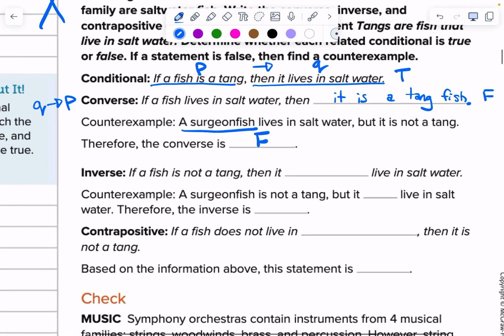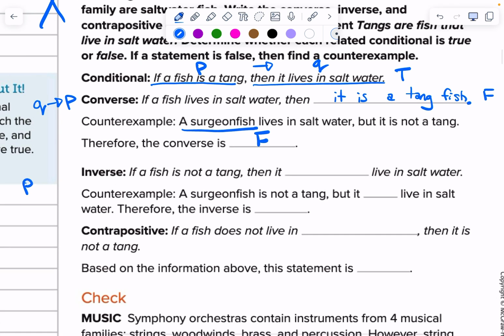Okay? Now the inverse. The inverse goes P then Q, but it's not P, not Q, right? Not and not. So if it's not a tang, then it does not live in salt water, right? So if the fish I'm talking about is not a tang fish, does that mean it can't live in salt water? No, because a surgeonfish is a counterexample, okay? It does live in salt water, so that is false.